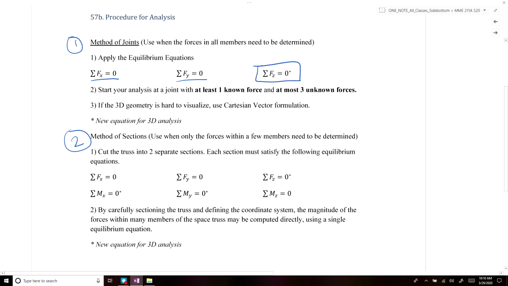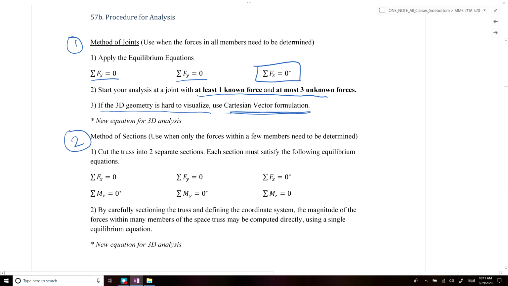When you're using the method of joints, you should start your analysis at a joint with at least 1 known force and at most 3 unknown forces. In 2D, we could solve for only 2 unknown forces, but now since we have a third equilibrium equation, we can solve for a third unknown force. Sometimes the 3D geometry might be pretty hard to visualize, so you might want to break your forces down into their Cartesian vectors and add them all up to determine the resultant force.